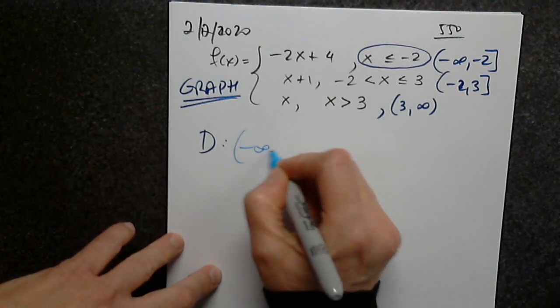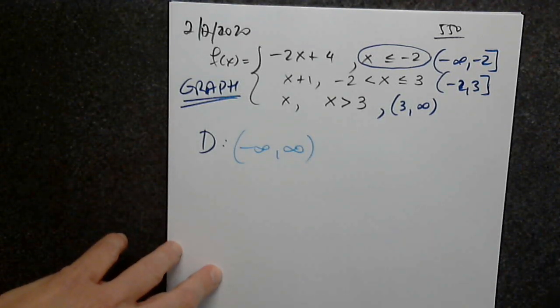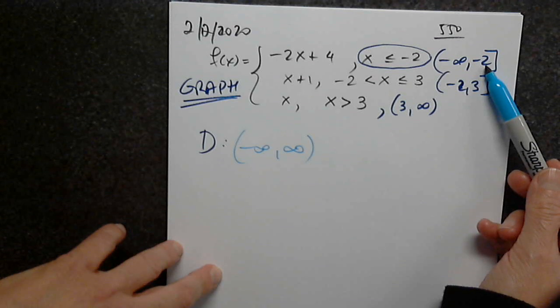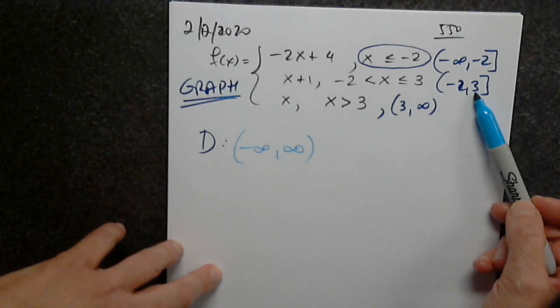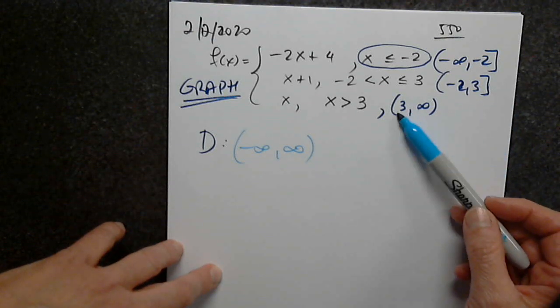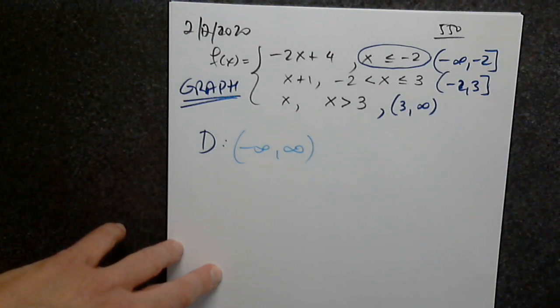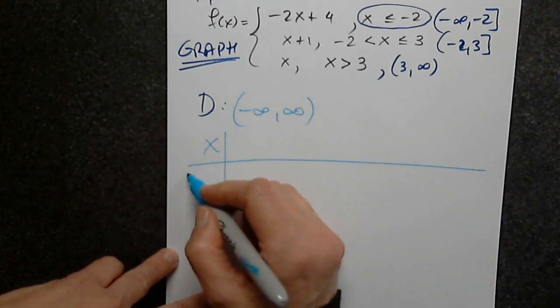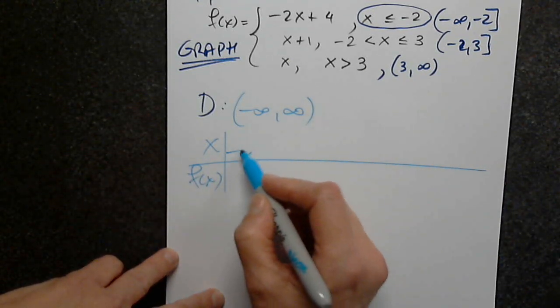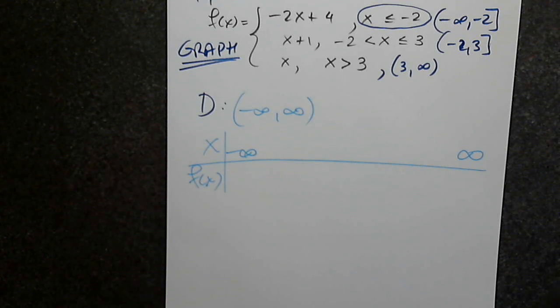Very good. Thank you very much, ma'am. Indeed. We have everything between negative infinity and negative 2. We have negative 2. We have everything between negative 2 and 3. We have 3. And we have everything between 3 and infinity. So it's all real numbers. Nice. So I can get my table going from negative infinity to infinity.